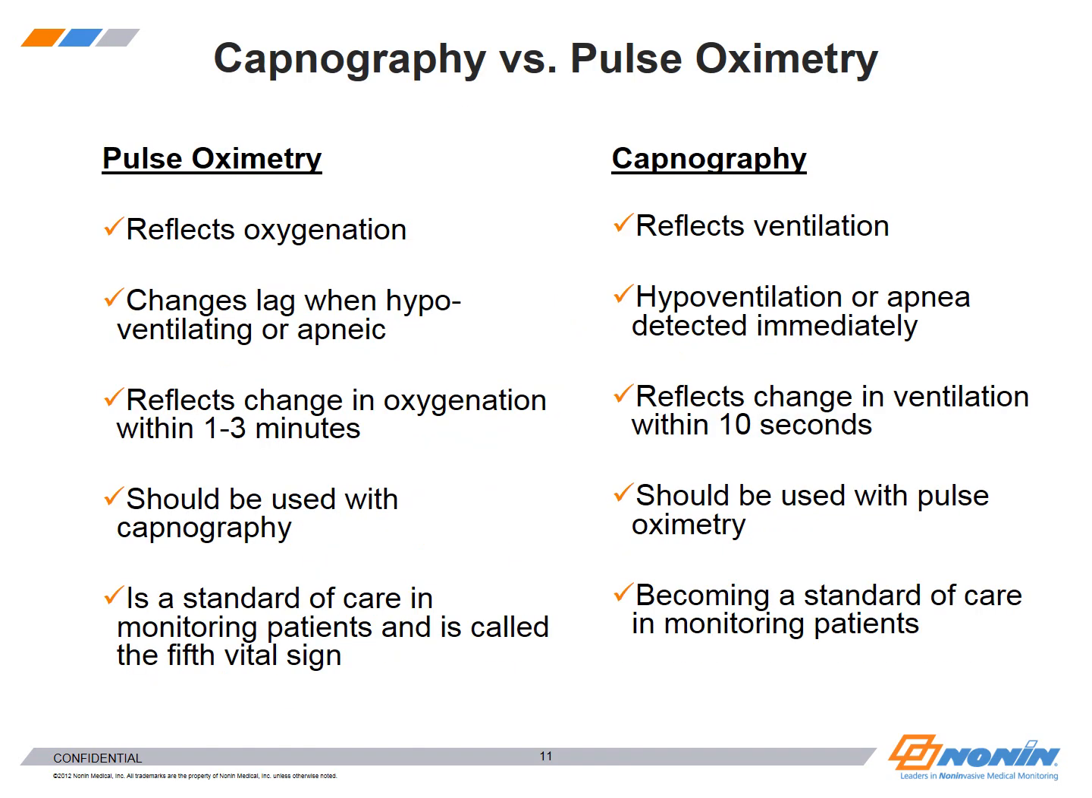A couple of slides here just comparing capnography with pulse oximetry. The big one here is, when we're looking at oxygen changes, it can be anywhere from 1 to 3 minutes depending on cardiac output and circulation. Whereas with capnography, we see changes in ventilation fairly quickly. They claim within 10 seconds, but definitely faster than 1 to 3 minutes, I can tell you that.